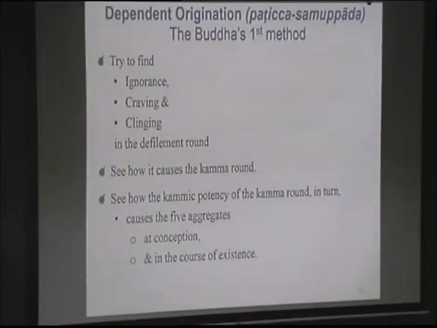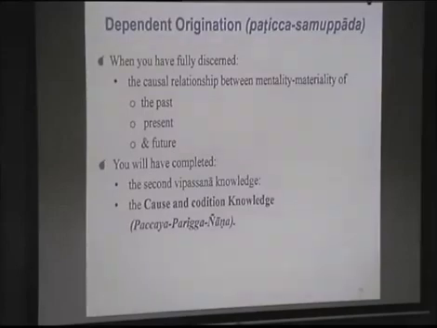Try to find ignorance, craving, and clinging in the round of defilements. See how it causes the karma round. See how the committed potency of the karma round in turn causes the five aggregates at conception, in the causes of existence. When you have actually discerned the causal relationship between mentality and materiality in the past, present, and future, you will have completed the second vipassana knowledge, the cause and condition knowledge.